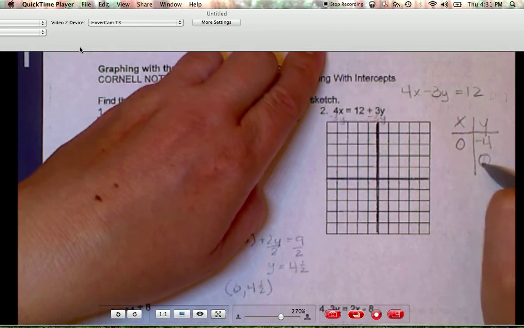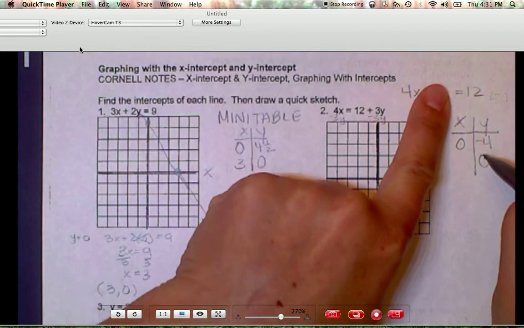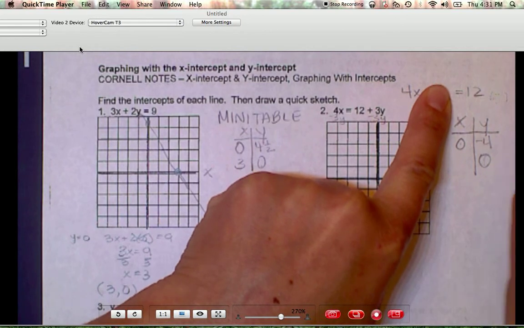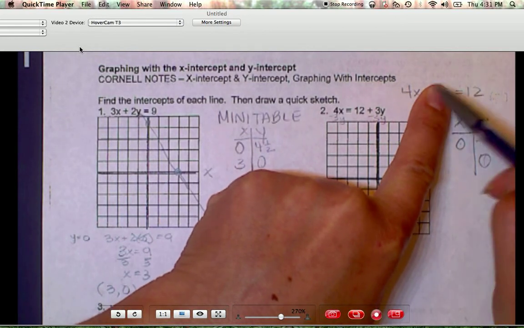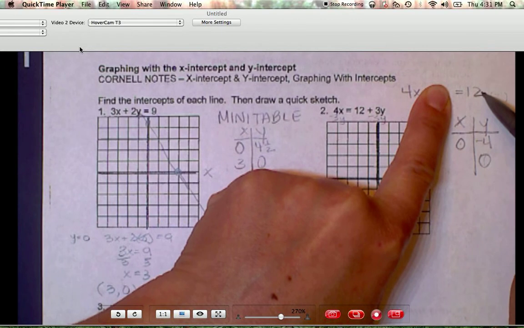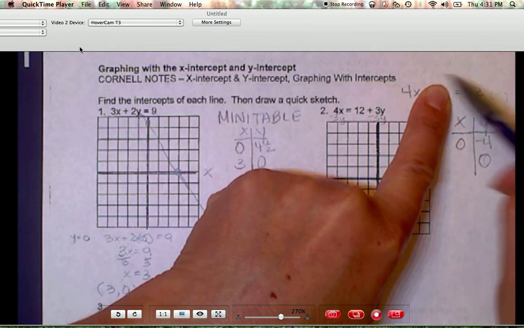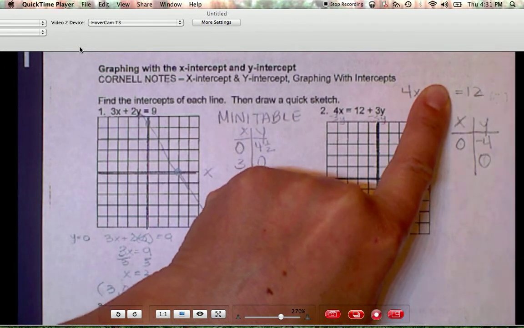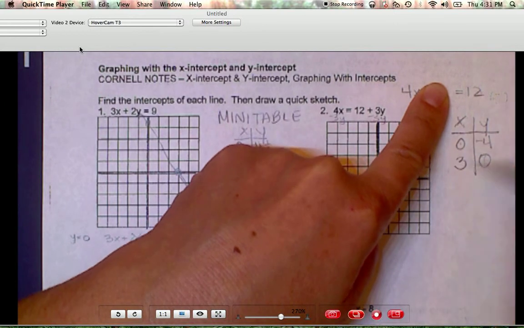When y equals 0, we cover this over and we get 4x equals 12. So I know I need to divide both sides by 4. And 12 divided by 4 is going to give me 3. So x equals 3. So in the x column, I put 3.